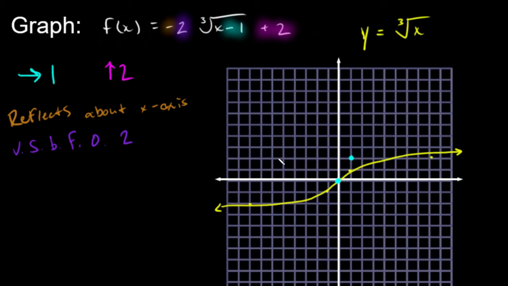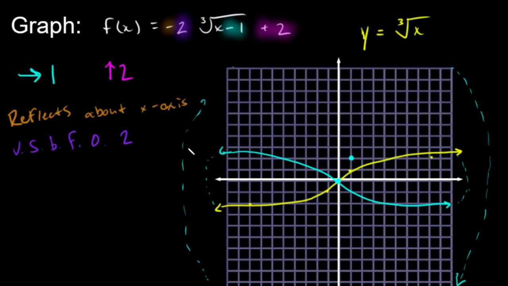However, it's also going to reflect about the x-axis. So imagine that this was a piece of paper, and you took your piece of paper, and you folded it down to the bottom. This would fold down here. This would fold down to here. And then imagine you take the piece of paper and fold it up. This would fold up here. And it would look like something like this. That's what it would look like if you reflected it about the x-axis.